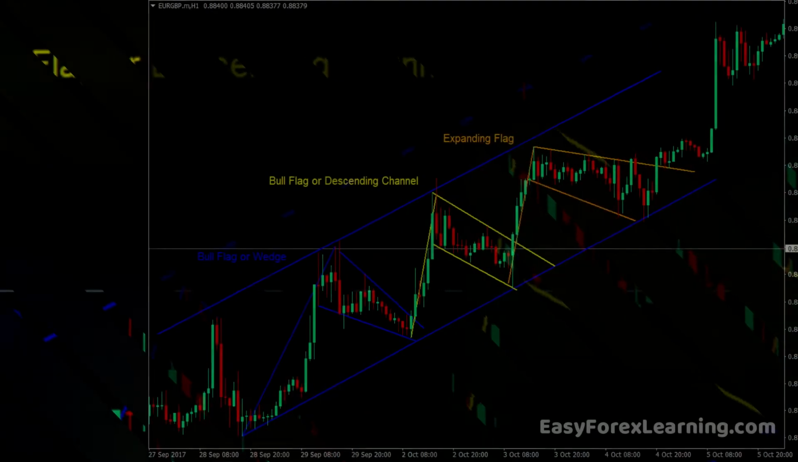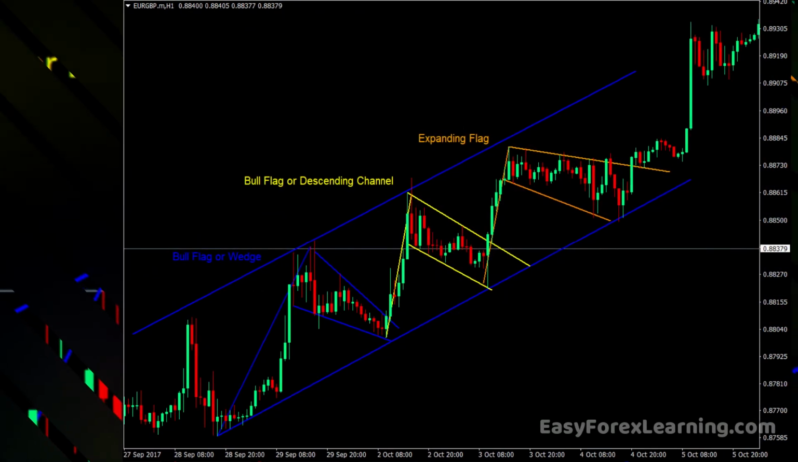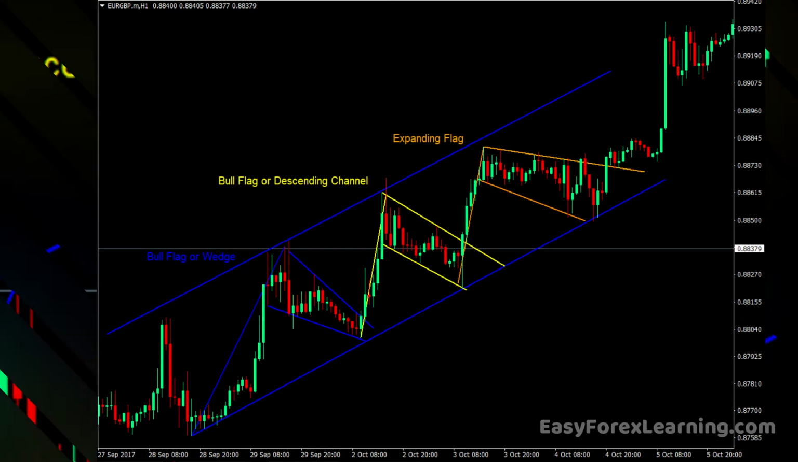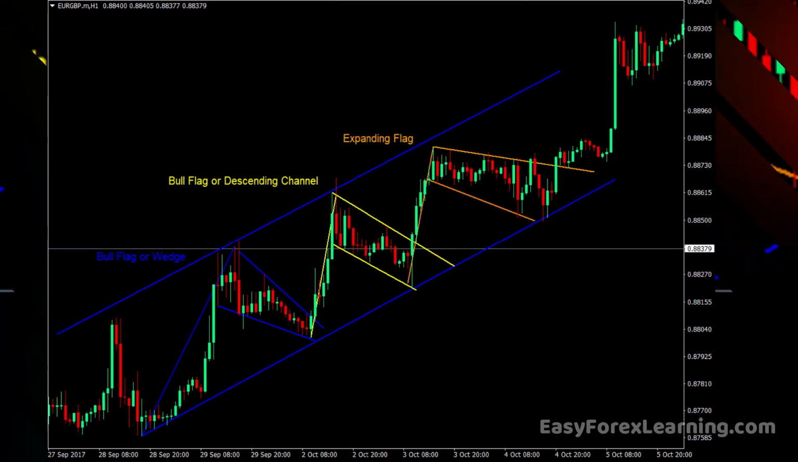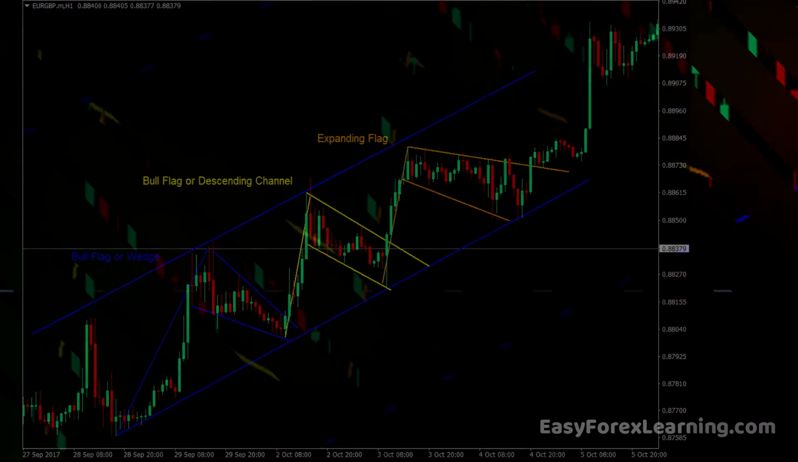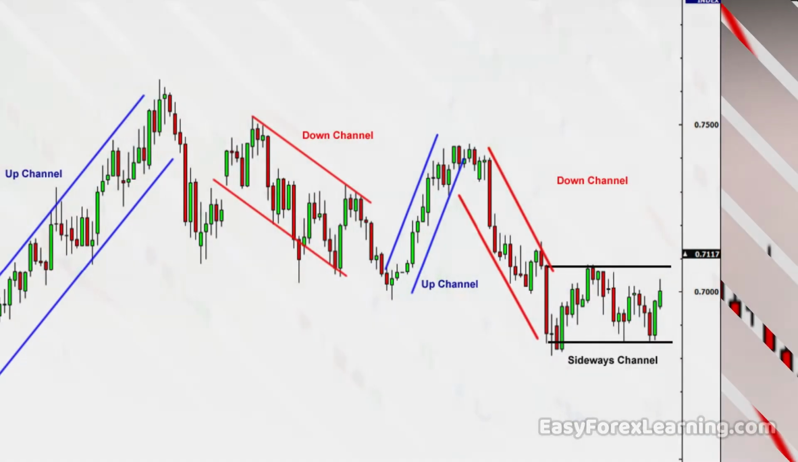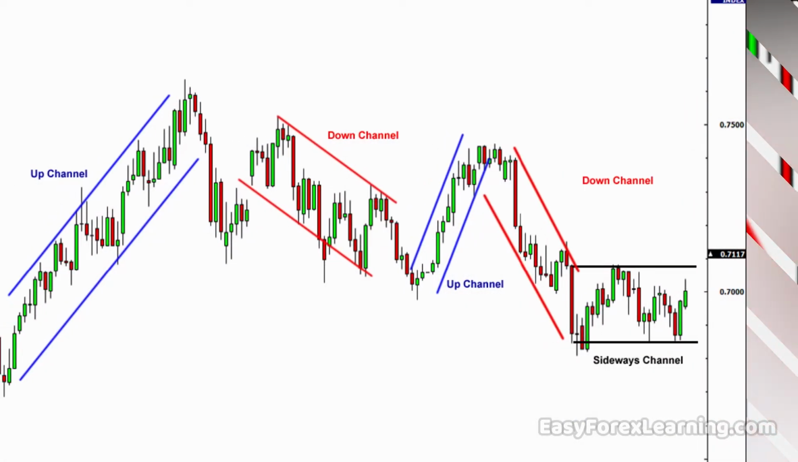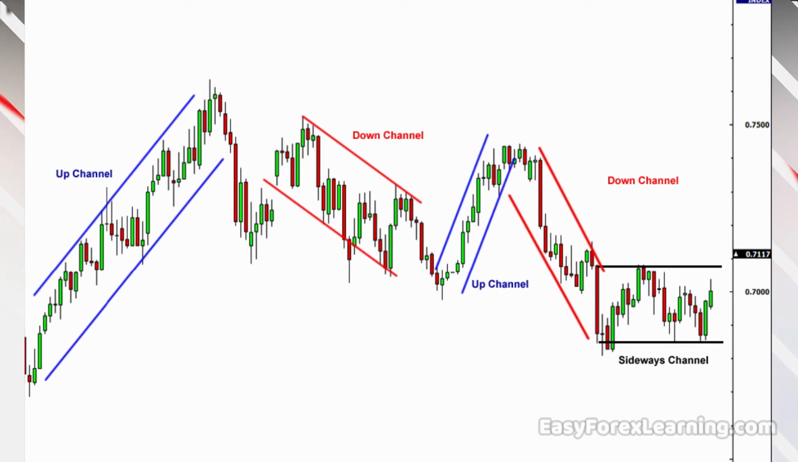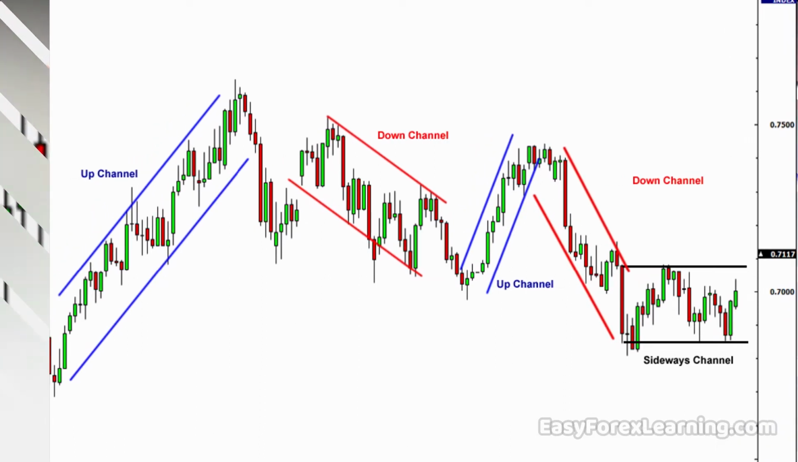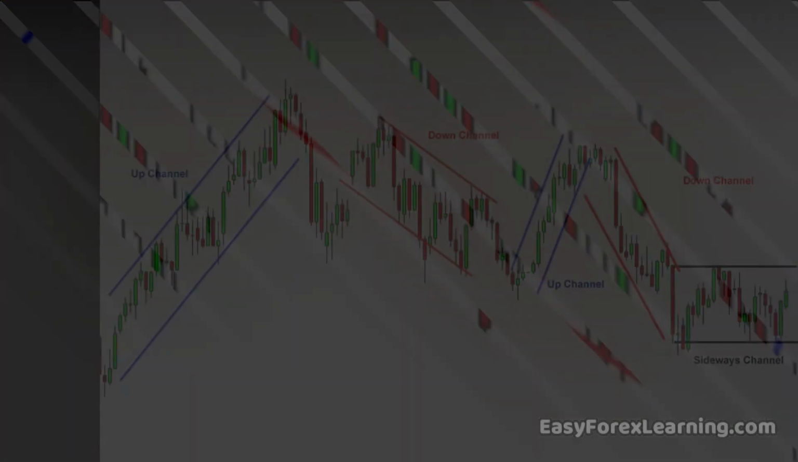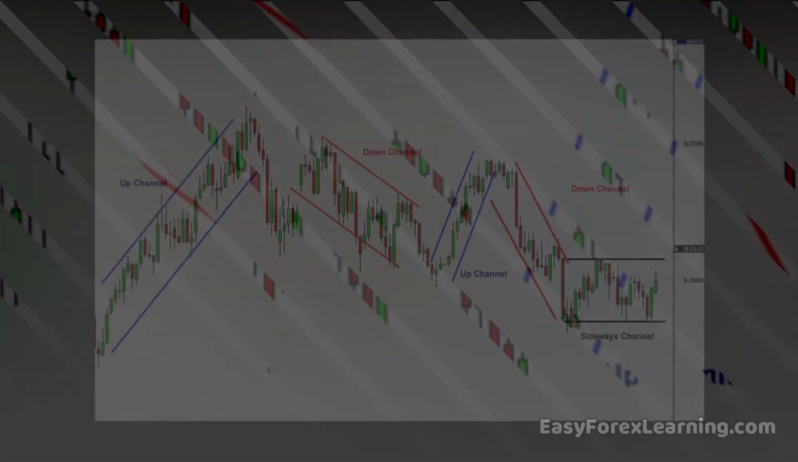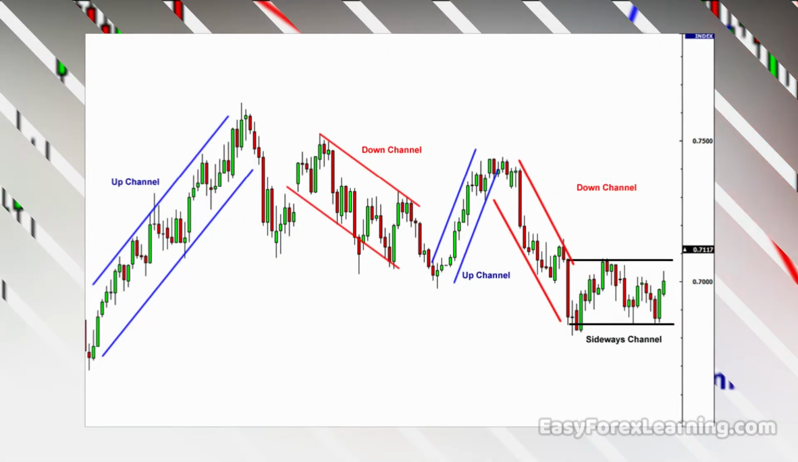To create an ascending channel, simply draw a parallel line at the same angle as an uptrend line, and then move that line to a position where it touches the most recent peak. This should be done at the same time you create the trend line. To create a descending channel, simply draw a parallel line at the same angle as the downtrend line, and then move that line to a position where it touches the most recent valley. This should be done at the same time you create the trend line.